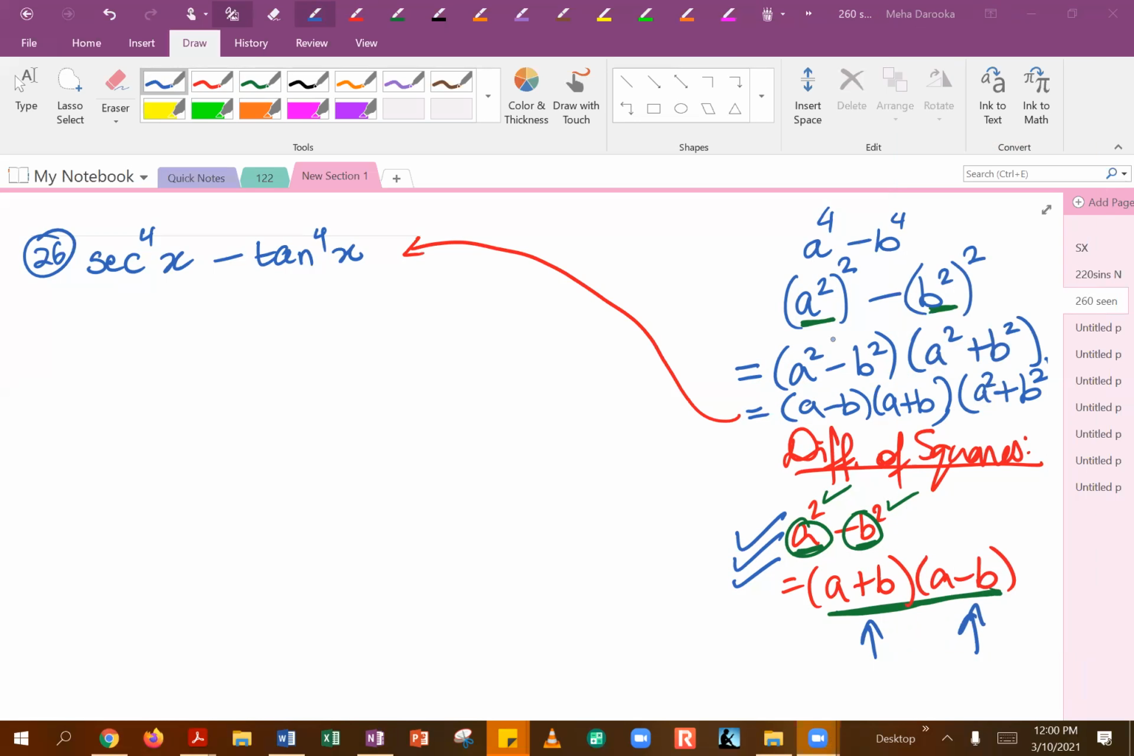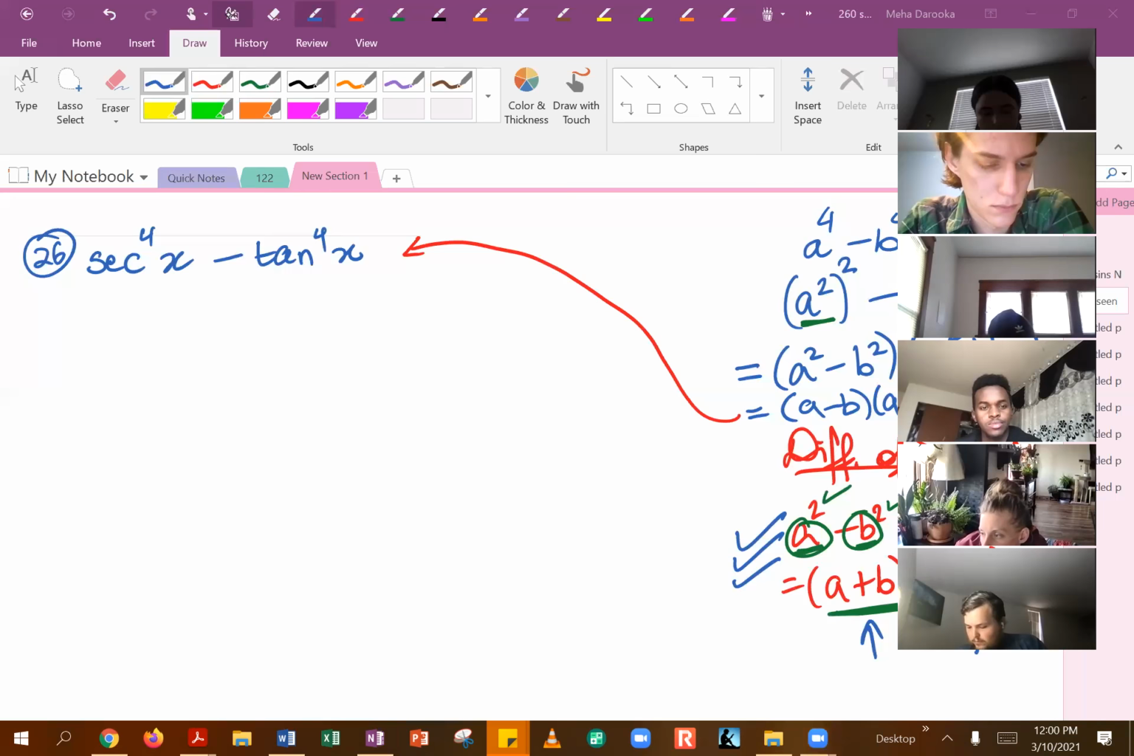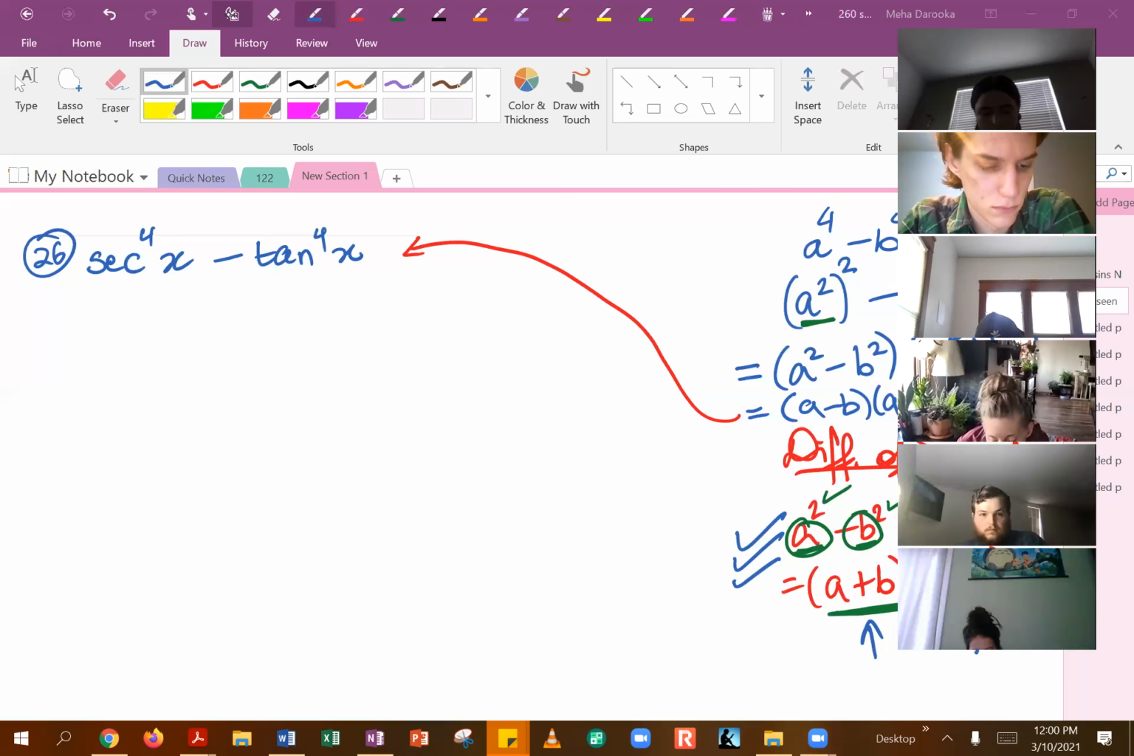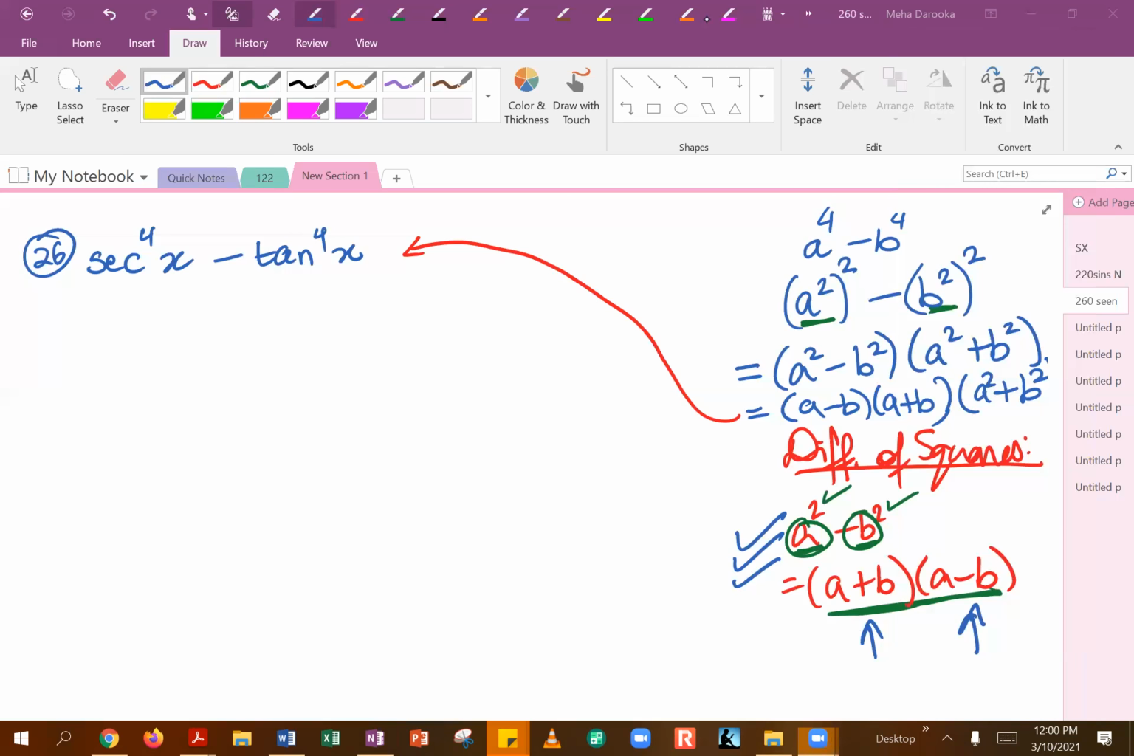Abdul Aziz, you've got secant squared plus tangent squared of x. What you want to do is think about a as being your secant function, b being your tangent function. So here you've got secant minus tangent, secant plus tangent. Yeah, and that's kind of what I was hoping that we would be able to come up with.